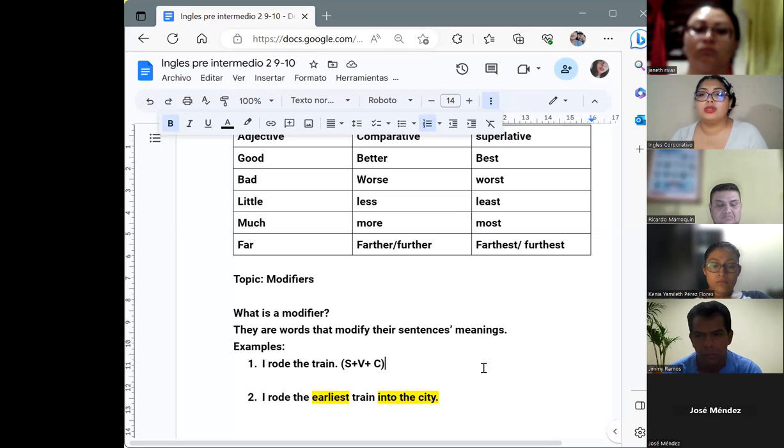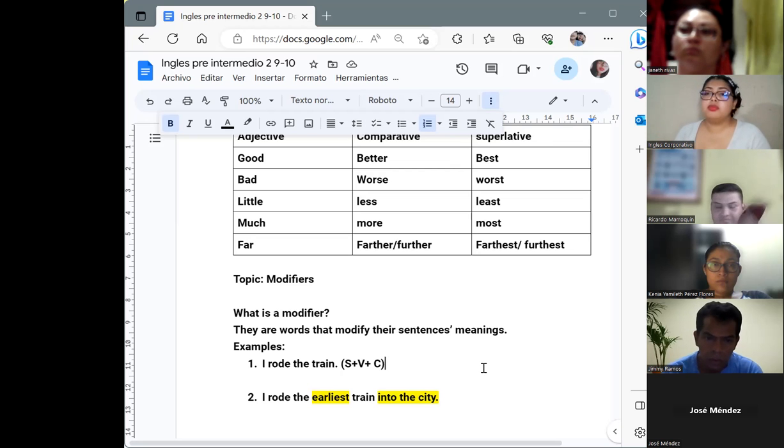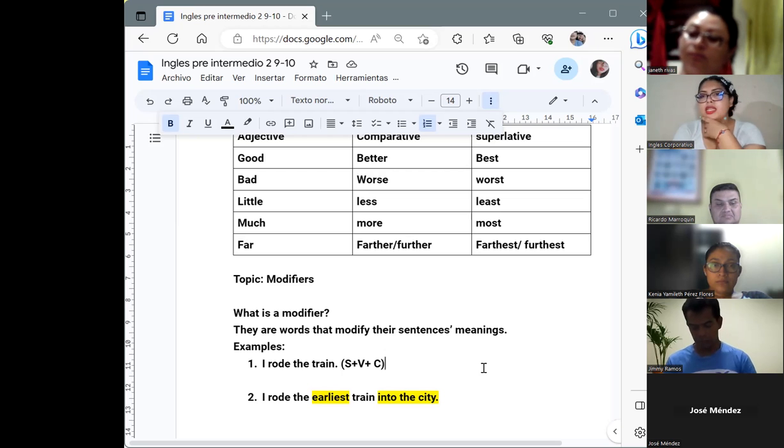Ahora, tengo dos oraciones. ¿Las dos son completas? Por supuesto que sí. Pero en la segunda, yo estoy dando más información de lo que yo hice y hacia dónde me dirijo. Hasta ahí, we have like a very short information that is not very complicated. Hasta este momento vemos que no es una información muy complicada. Es parte de ponerle elementos nuevos a las oraciones. That's it.